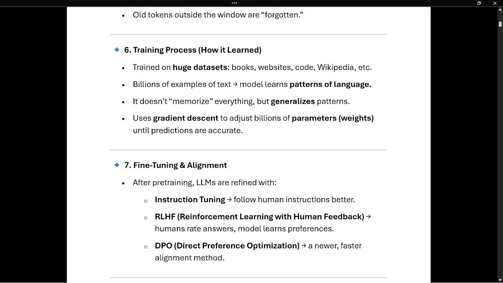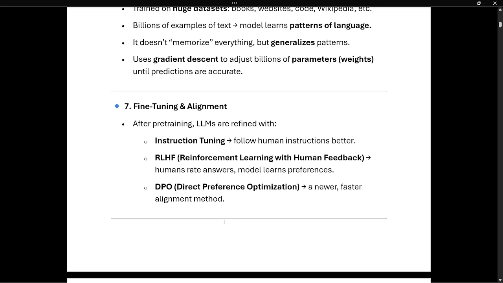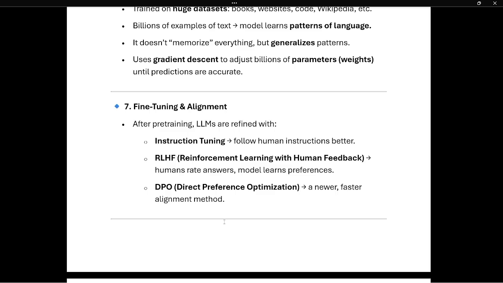Then how fine-tuning and alignment work. Fine-tuning, after pre-training, works on instruction training so the LLM follows human instructions better. Then there is reinforcement learning from human feedback, which we will see in upcoming slides. Then what is DPO, direct preference optimization? These are the things that come under fine-tuning and alignment.